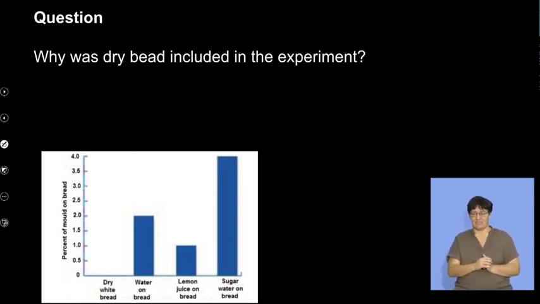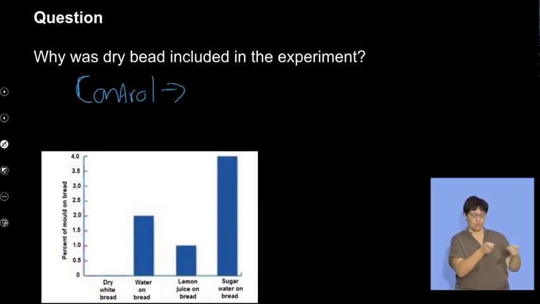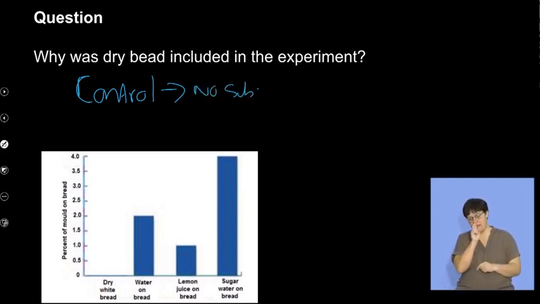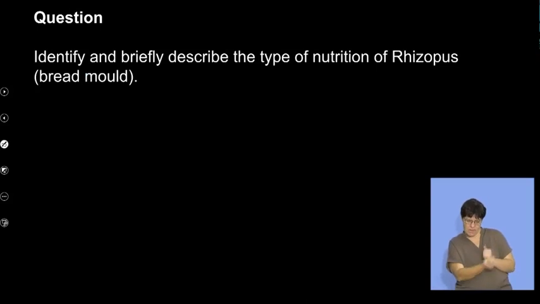The second last question was, why was dry bread included in the experiment? Guys, why? It's a control. That's why. We always got to make sure we have a control. So we wanted to see what would make it, so we took out no substances. We always have to have a control. Take away something to make sure what is going to grow there.